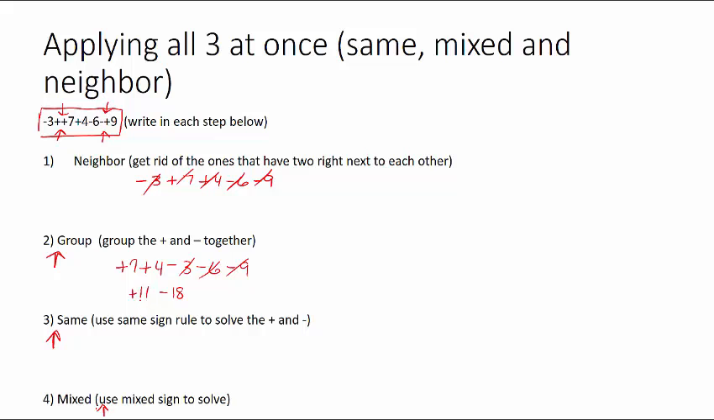Alright, now we're going to use the mixed sign rule. We have more positives or more negatives? We have more negatives. How many more negatives? Well, 18 take away 11 is 7. So our answer is going to be negative 7.